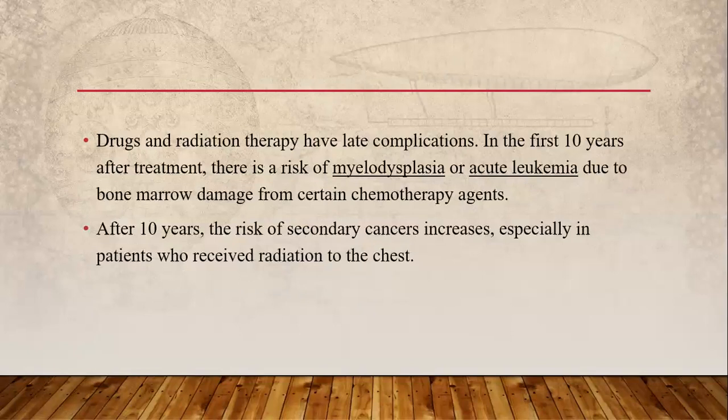Also, there are those complications that occur because of the drugs and radiation therapy. These are late complications because if a patient is on radiotherapy, in the first 10 years of treatment there is risk of myelodysplasia and acute leukemia due to bone marrow damage from the radiation effect and also from certain chemotherapeutic agents. After 10 years, some of the complications that occur are mainly if the patient had received radiation, maybe to the chest. These are the patients who can come with other complications relating to that.